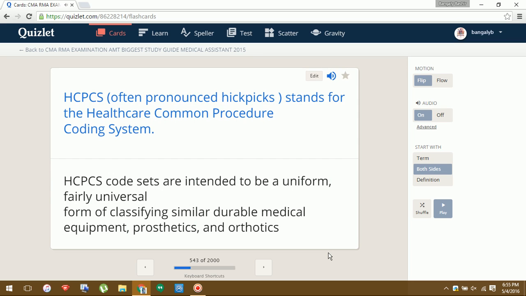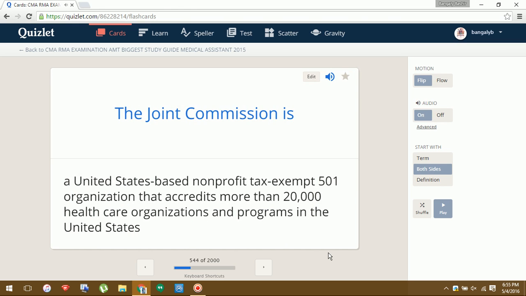HCPCS stands for the Healthcare Common Procedure Coding System. HCPCS code sets are intended to be a uniform, fairly universal form of classifying similar durable medical equipment, prosthetics, and orthotics. The Joint Commission is a United States-based non-profit tax-exempt 501 organization that accredits more than 20,000 healthcare organizations and programs in the United States.